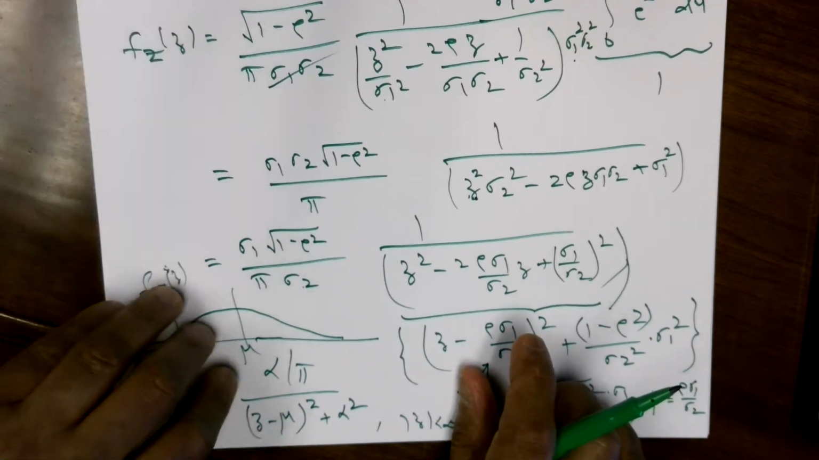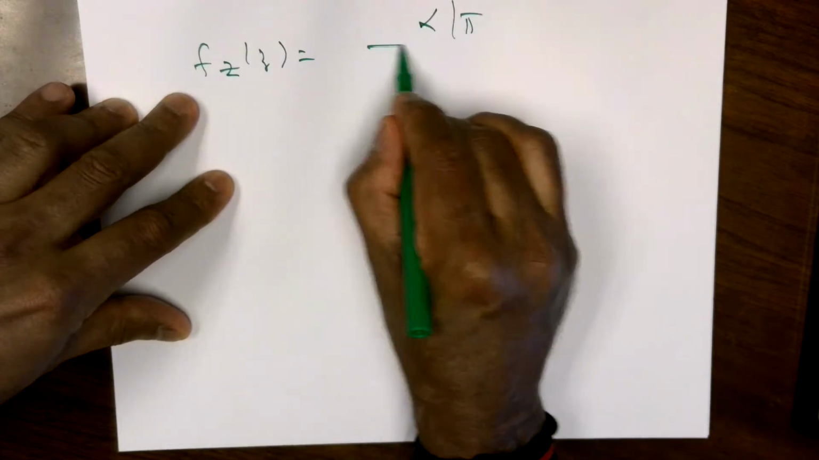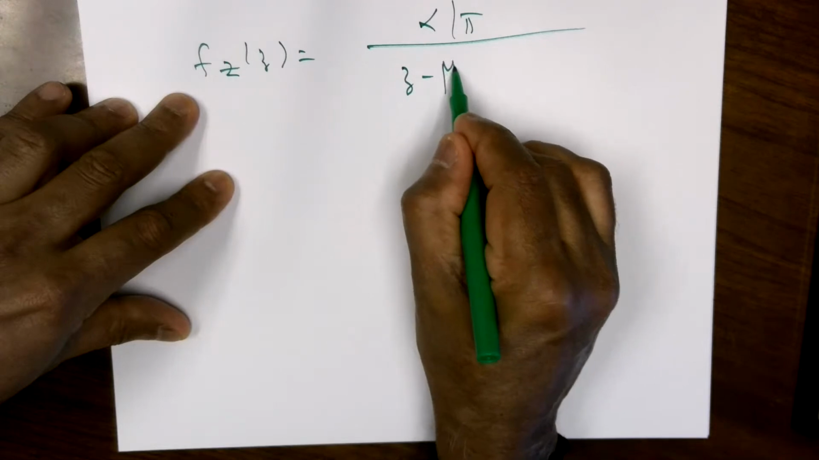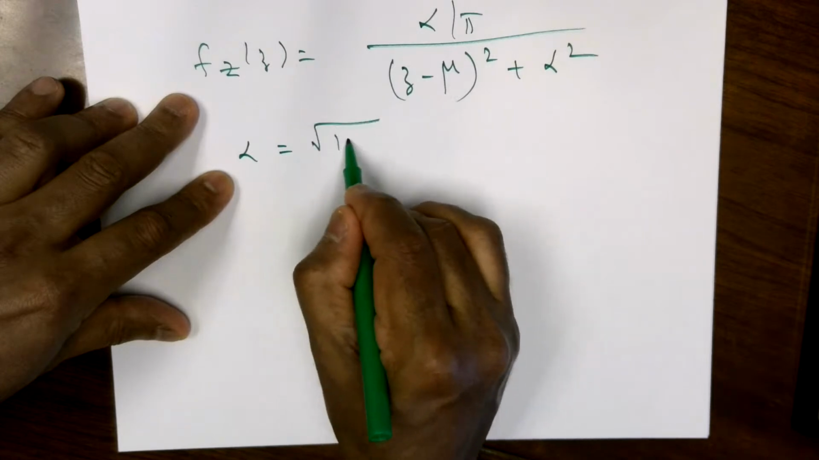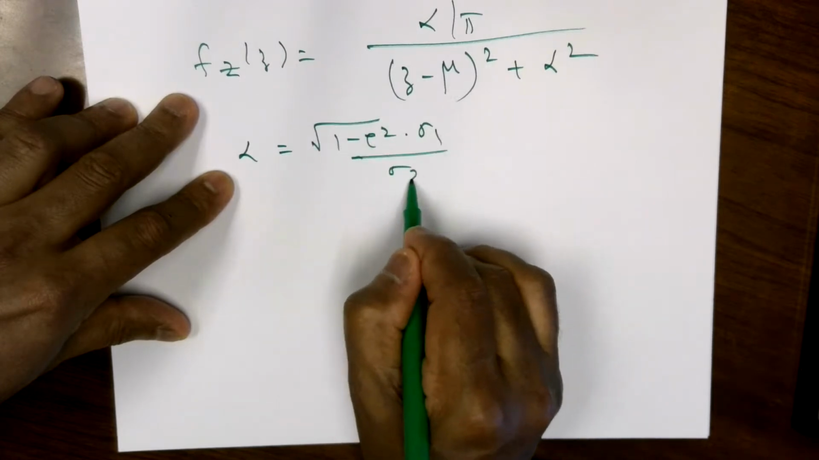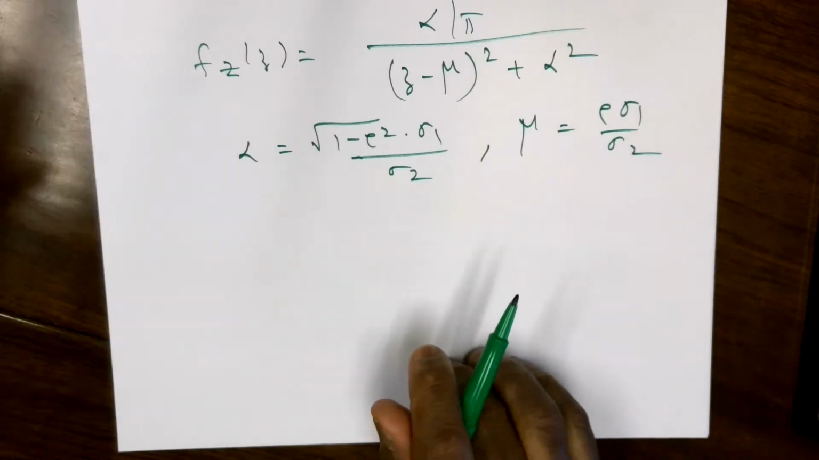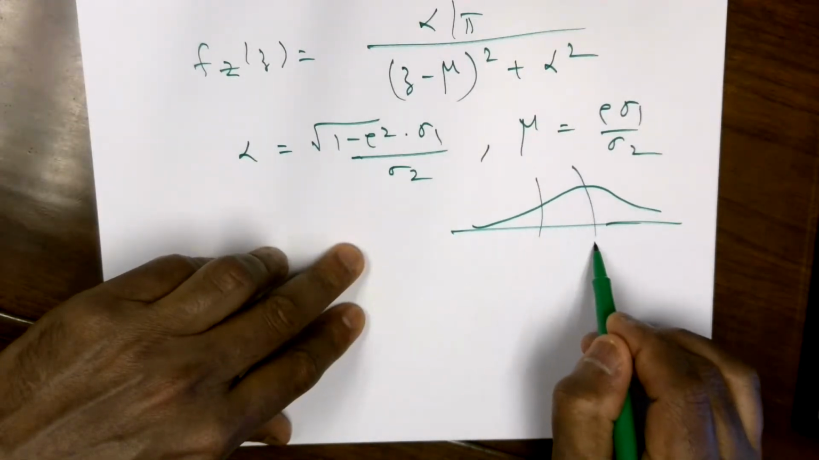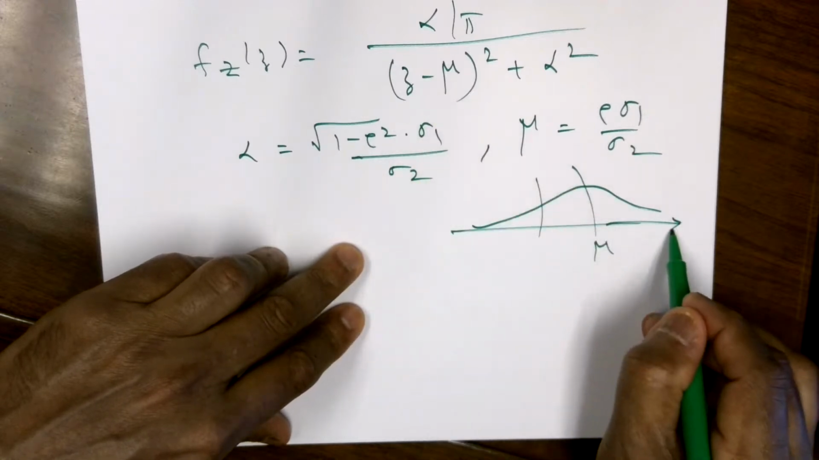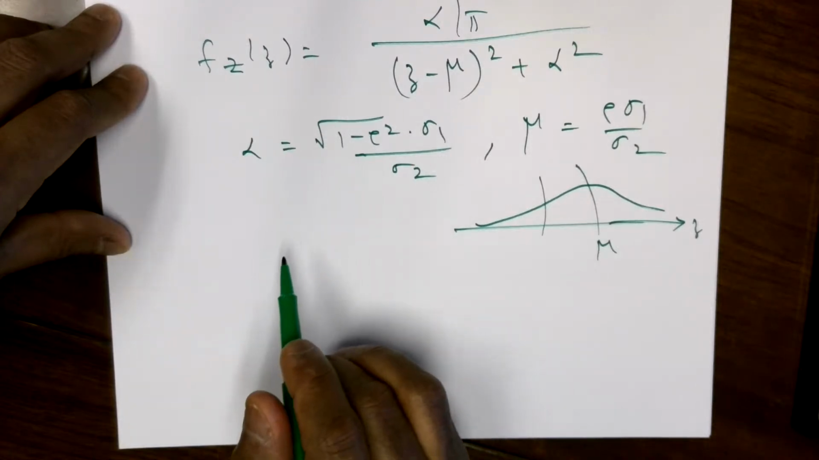So I'll write it down on the other page. So f_Z(z) is alpha over pi divided by z minus mu the whole squared plus alpha squared, where alpha is square root of 1 minus rho squared sigma 1 over sigma 2, and mu is rho sigma 1 over sigma 2. And the shape has this form. It peaks around the mu, obviously. The question is, is this a PDF? So we can easily integrate this and show that it is.